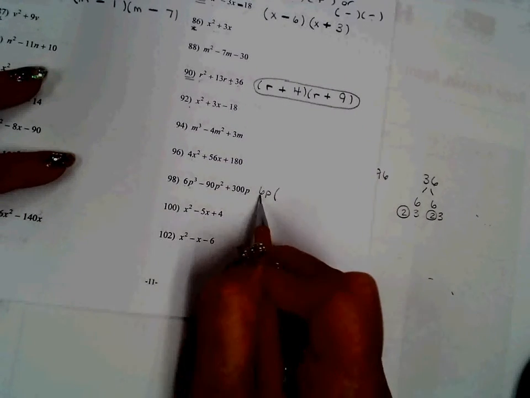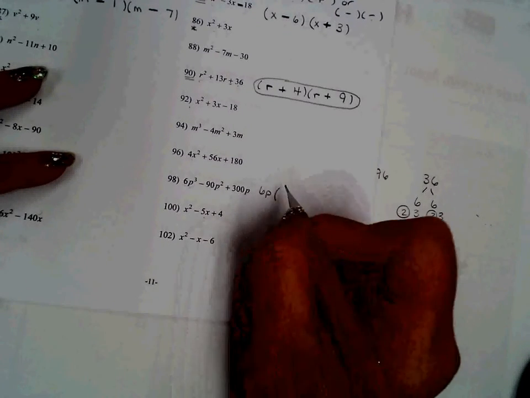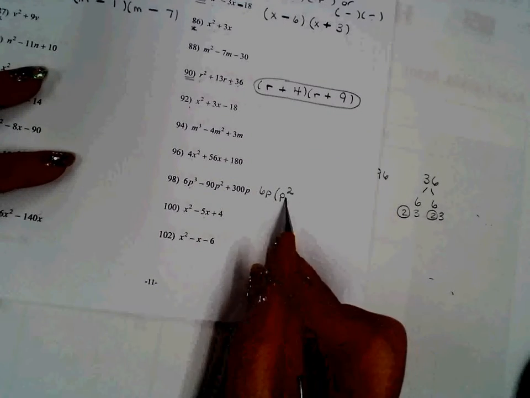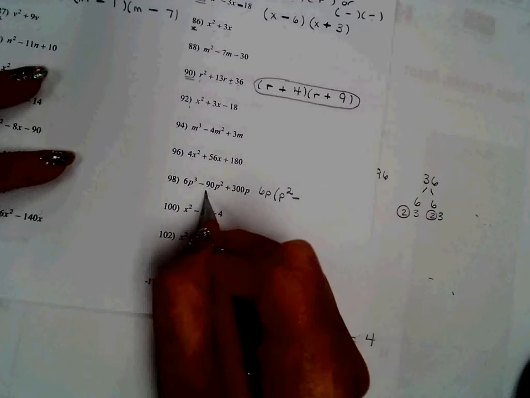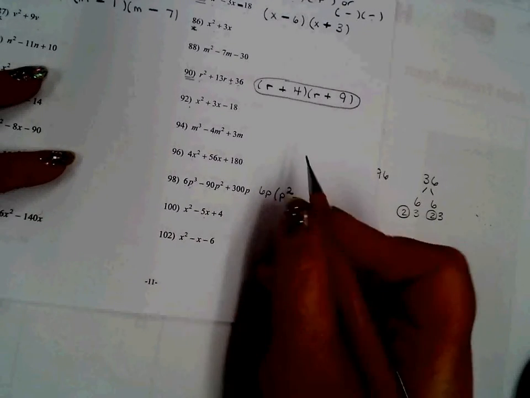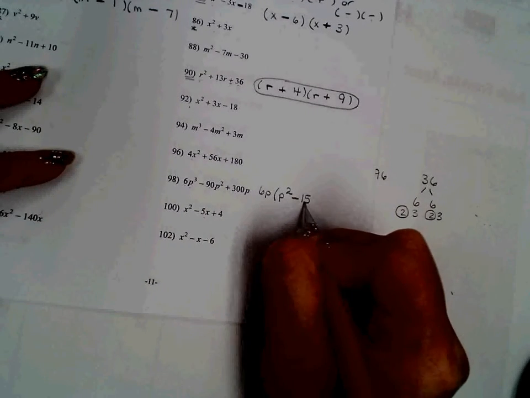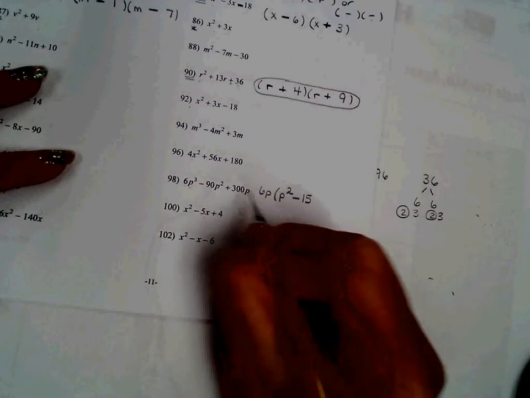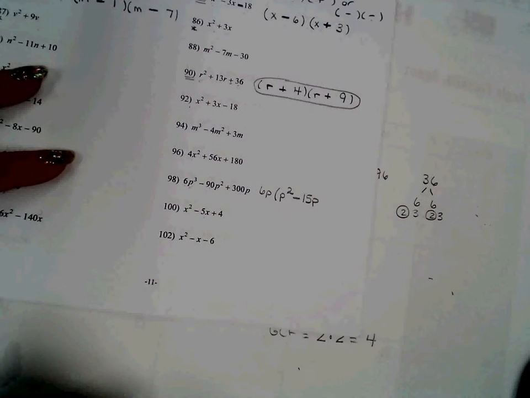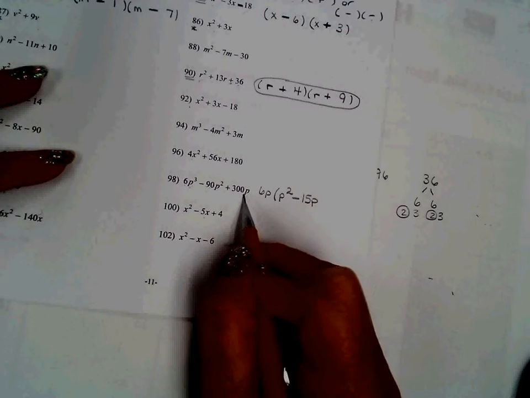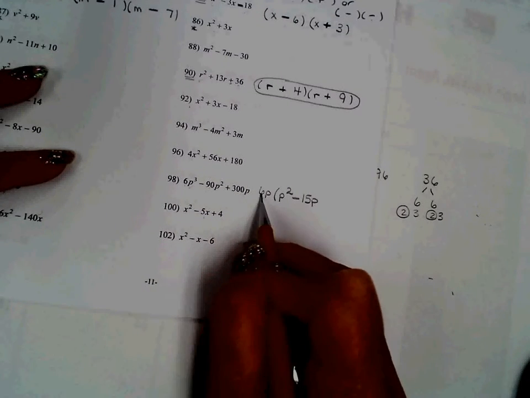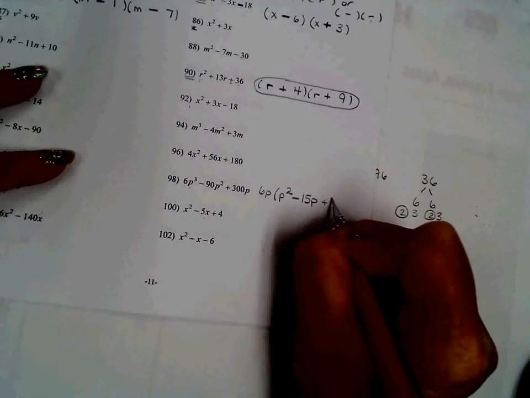6p cubed, if I pull out 6p, 6 divided by 6 is 1. P cubed divided by p just leaves me with p squared. That looks better. 6 pulled out of 90, it's a negative. So 90 divided by negative 6 is negative 15. And if I pull a p out of p squared, I'm just left with a p. If I pull 6p out of 300p, well, I've pulled the p completely out. 6 pulled out of 300 leaves me with 50.